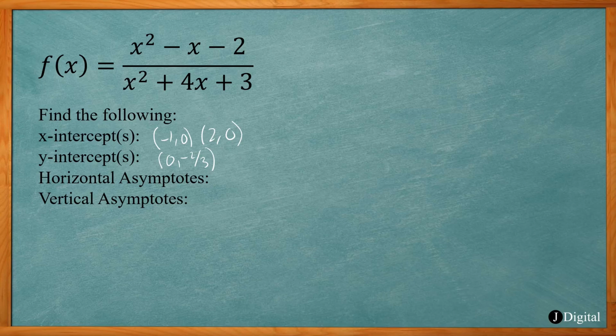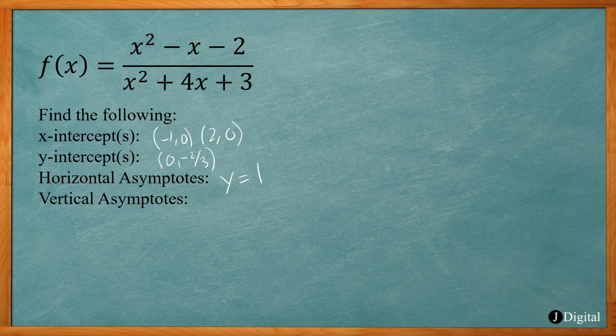Now for our horizontal asymptotes, we look at the highest degree on top and bottom. So we get x squared over x squared. When we have the same degree, we're going to look at the ratio of the coefficients. So we got 1 over 1, which is 1. So it's going to be at y is equal to 1 for a horizontal asymptote.